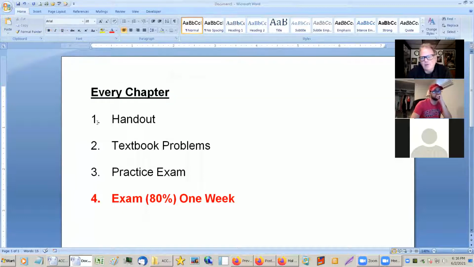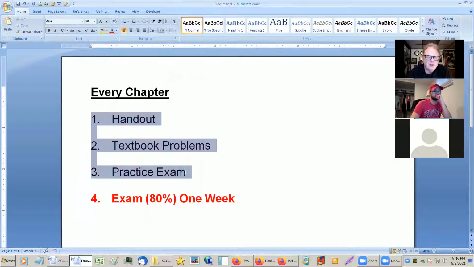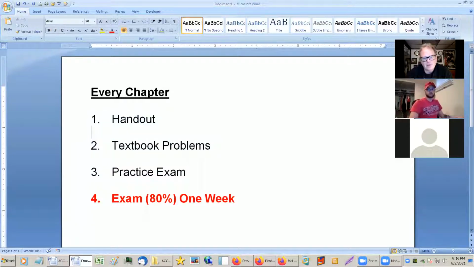So for every chapter, you'll turn in 2 or 3 assignments. Certainly the handout and the practice exam and some of the textbook problems, and then also the exam itself.